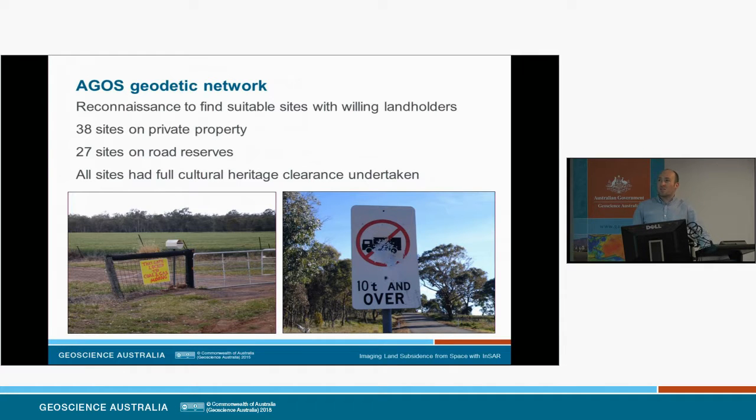A second part to this reconnaissance was that we undertook full cultural heritage clearance for these sites. We employed the services of elders of the various indigenous groups in the area to ensure that these sites weren't going to affect the traditional uses of the land. So we were very careful to make sure that these things were fully compliant in that way.